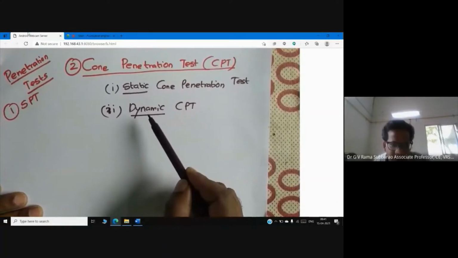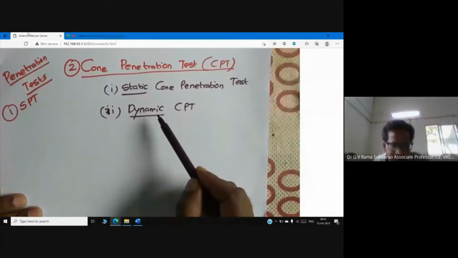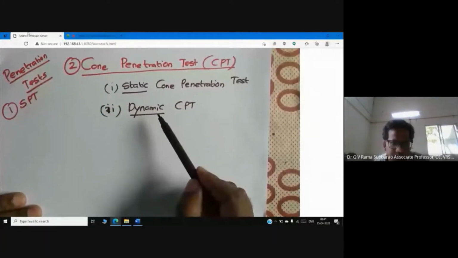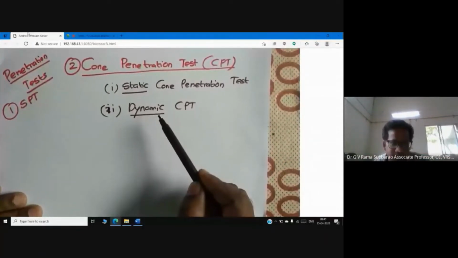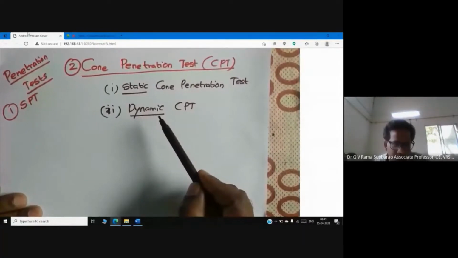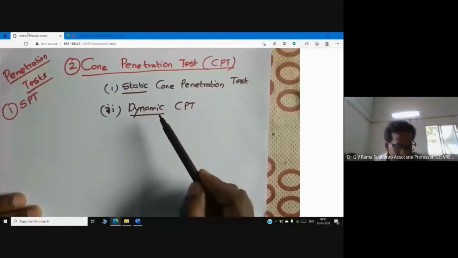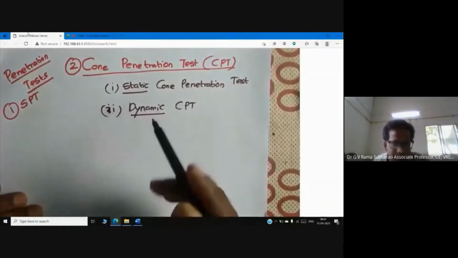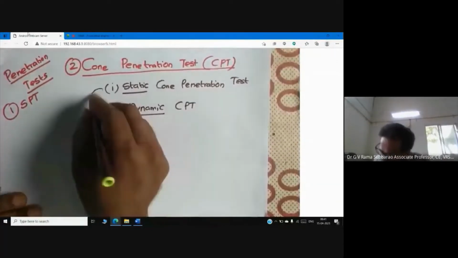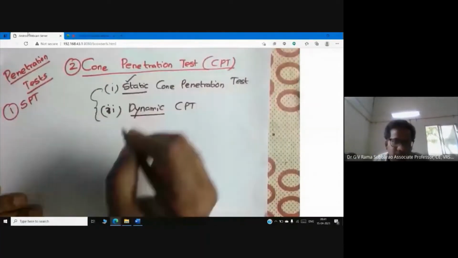To be frank, we have applied dynamic energy in order to penetrate the split spoon sampler into the ground soil. Okay. Now in this class, we are going to discuss CPT. This CPT can be performed in two ways. One is statically. That means we are trying to push.